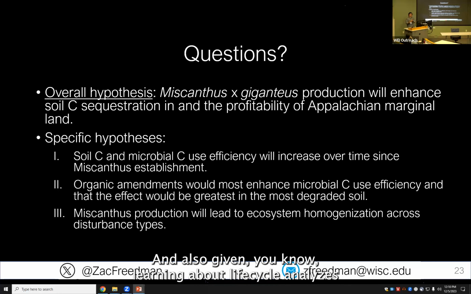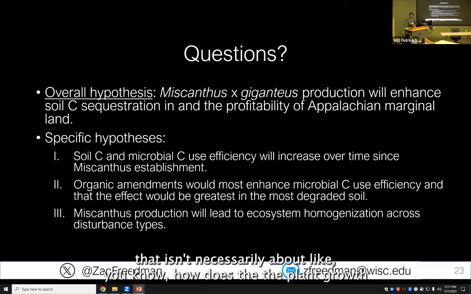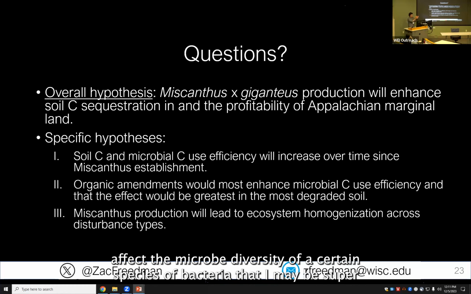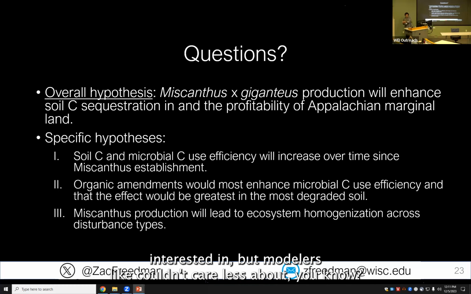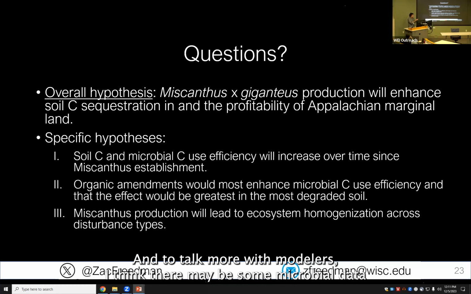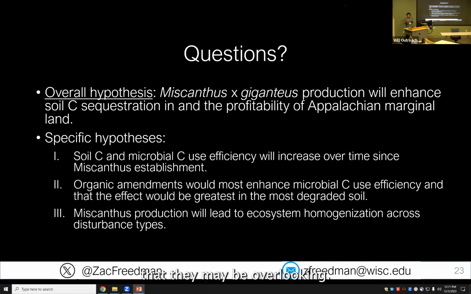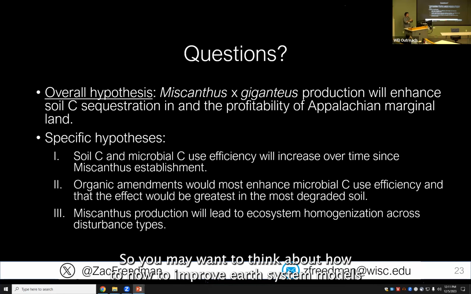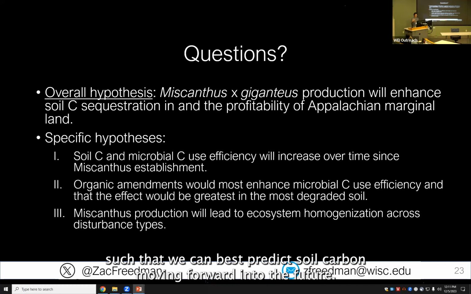And also, given learning about life cycle analyses and talking about them more, to generate microbial data that isn't necessarily about how does the plant growth affect the microdiversity of a certain species of bacteria that I may be super interested in, but modelers couldn't care less about. So to work closely with modelers, right, to produce microbial data that can inform and improve those models, and to talk more with modelers, I think there may be some microbial data that they may be overlooking. So you may want to think about how to improve Earth system models such that we can best predict soil carbon moving forward into the future.